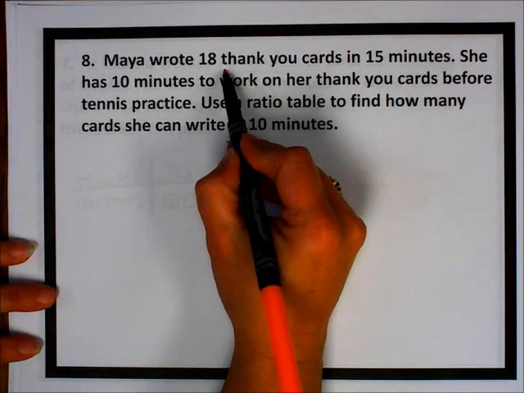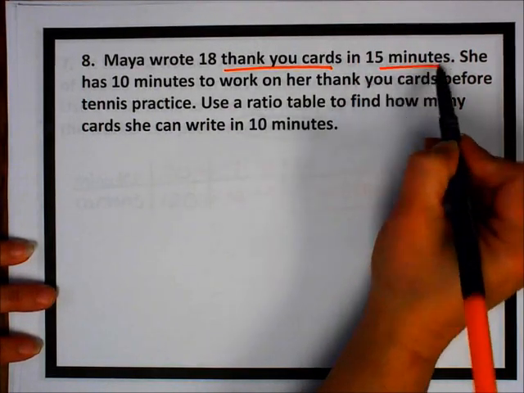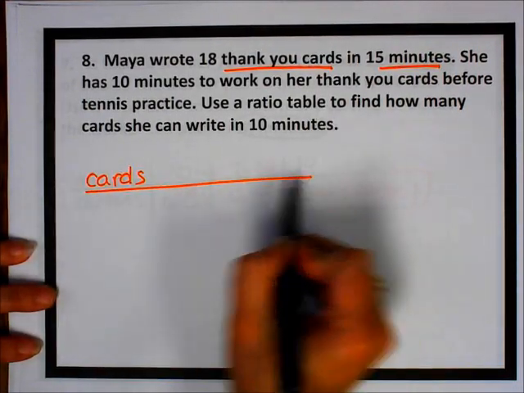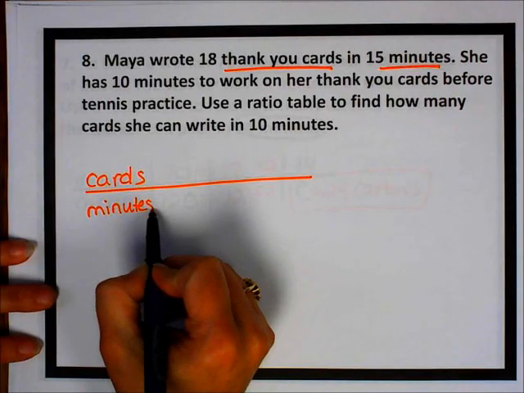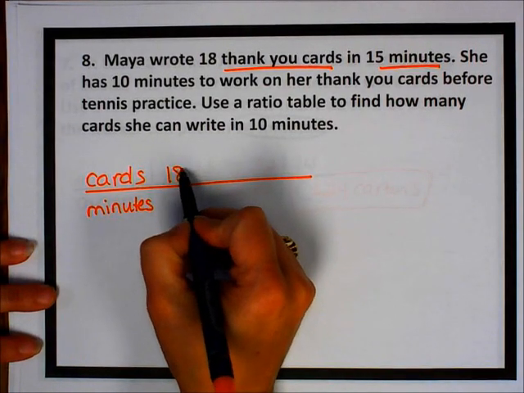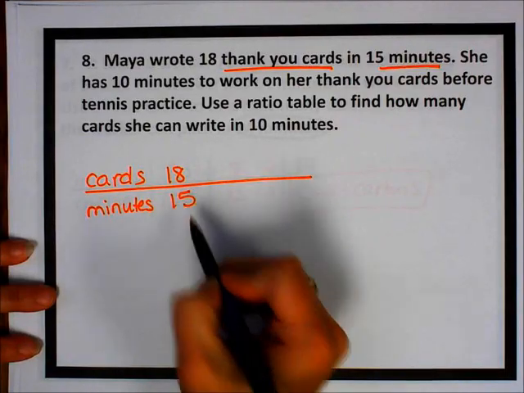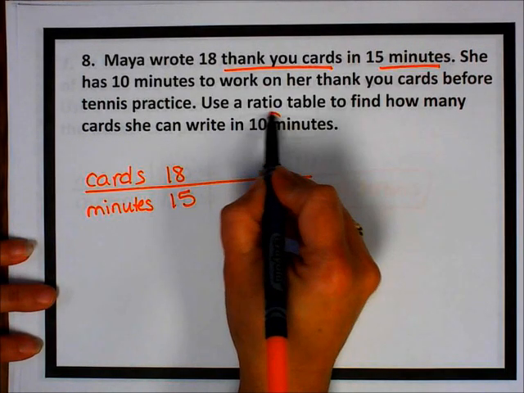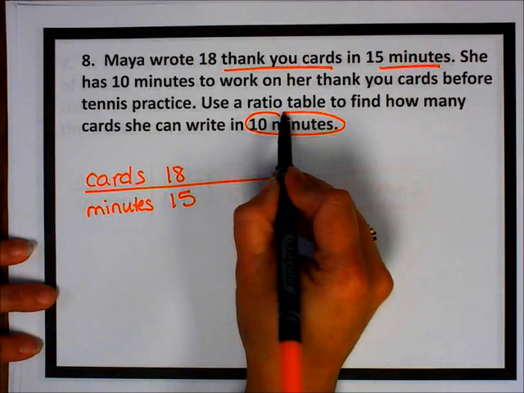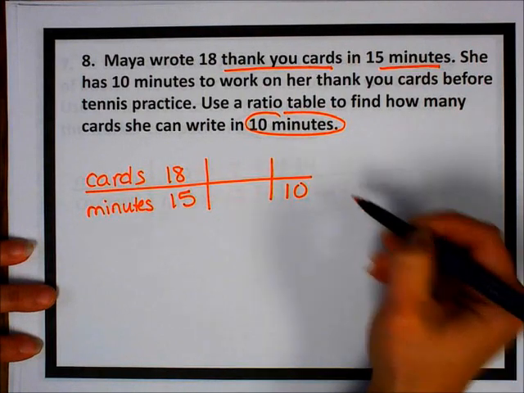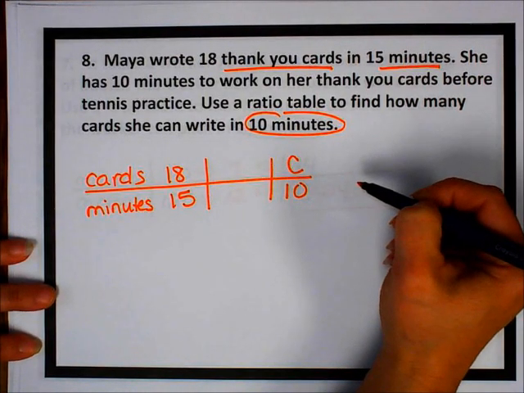So you had to know that we were comparing thank you cards to minutes. So I'm comparing cards to minutes. The ratio of cards to minutes was 18 to 15. But I didn't want to know how many cards she could write in 15 minutes. I wanted to know how many she could write in 10 minutes. So I'm going to put my 10 on the bottom with minutes. I'm going to choose a variable to use for cards, and I chose C.